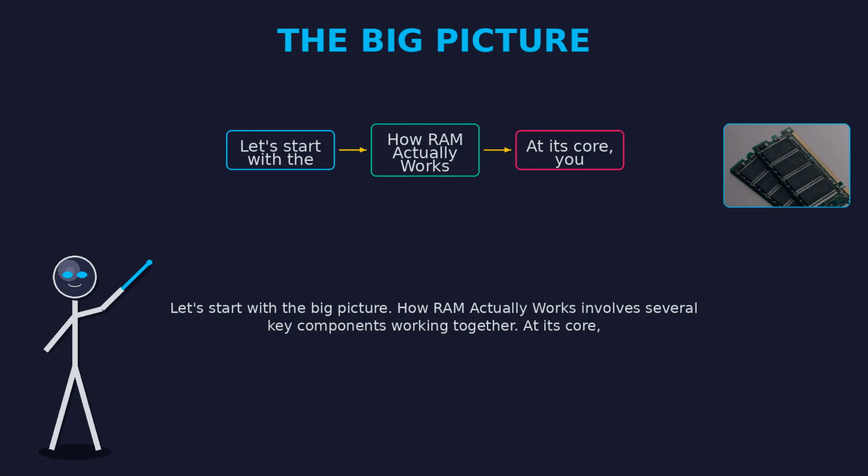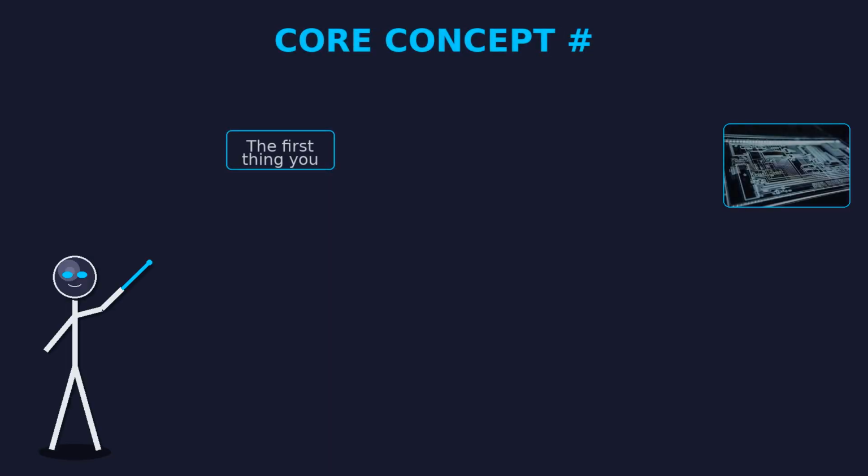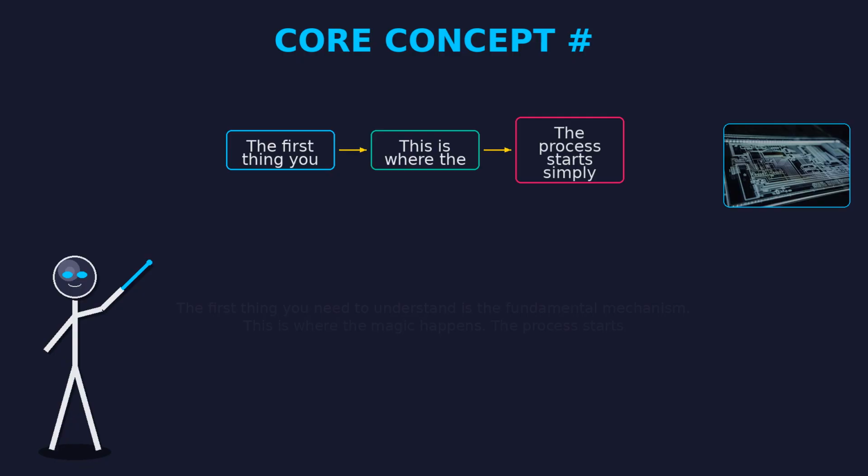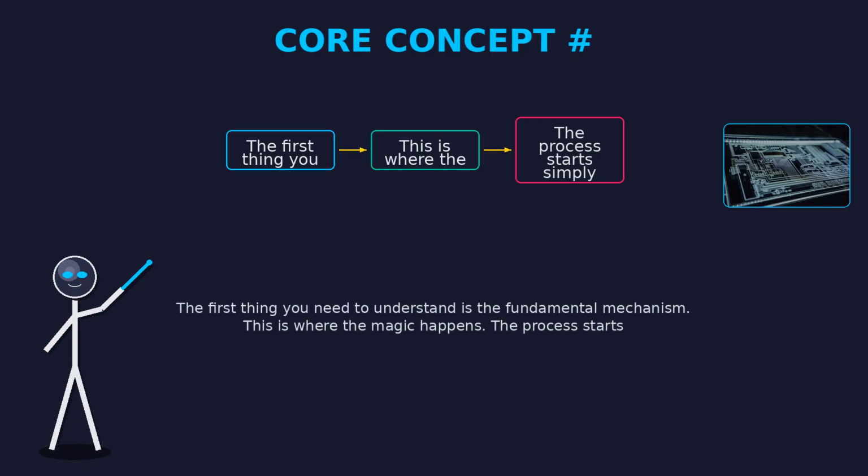The first thing you need to understand is the fundamental mechanism. This is where the magic happens. The process starts simply enough, but the speed and precision at which it operates is what makes it remarkable. Think of it like a perfectly choreographed dance. Every step matters. Now, here's where it gets interesting.